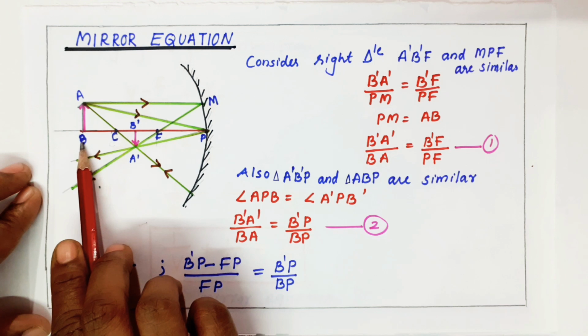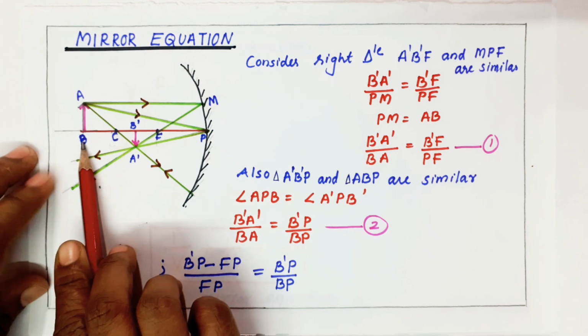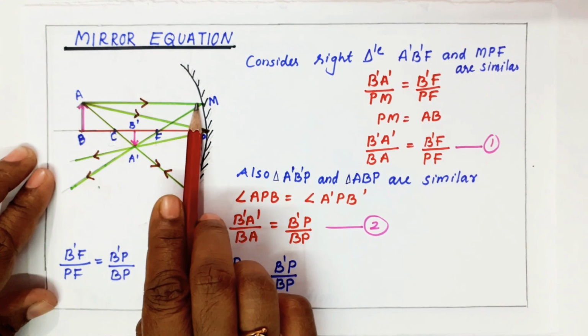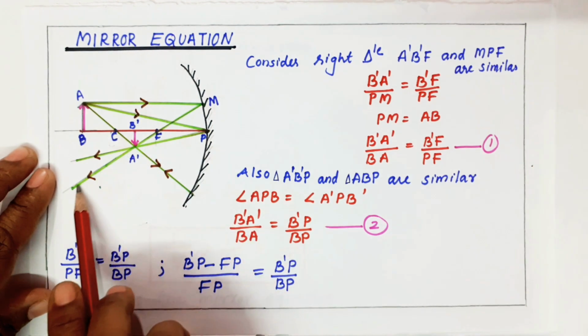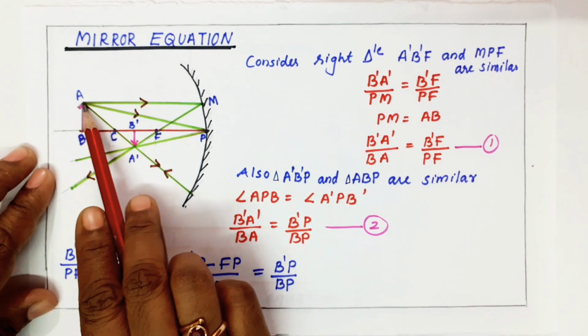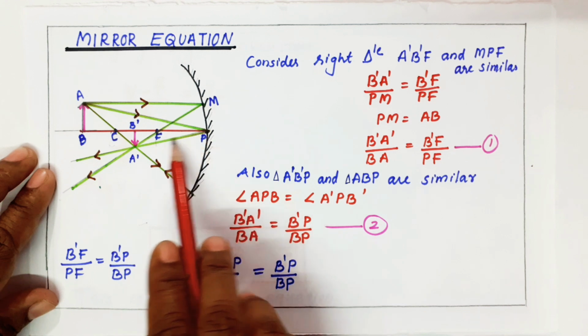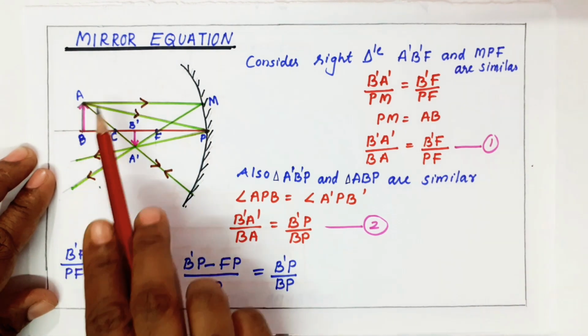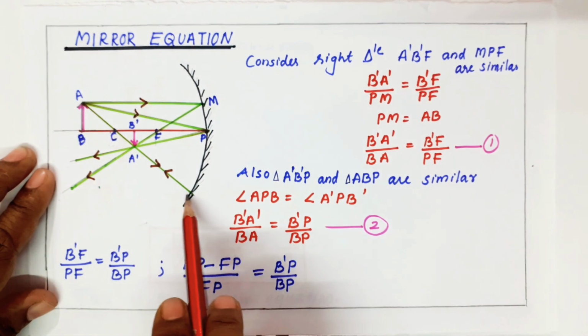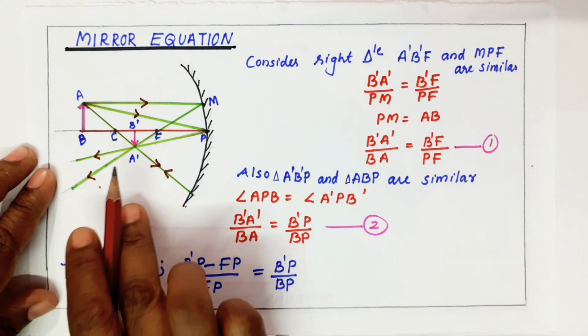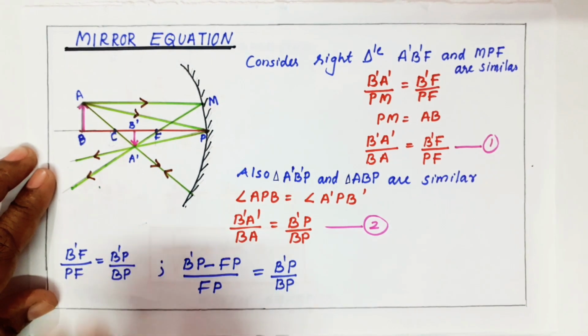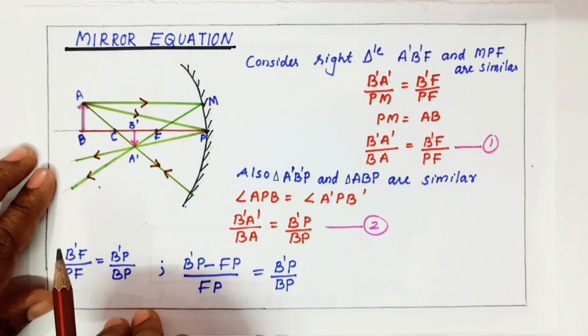I am keeping an object beyond C. Then draw the ray diagram. A light ray parallel to the principal axis, after reflection, goes through the focus. A light ray incident at an angle at P gets reflected at the same angle. A light ray going through C retraces back its path. So I have taken 3 rules for drawing the ray diagram.